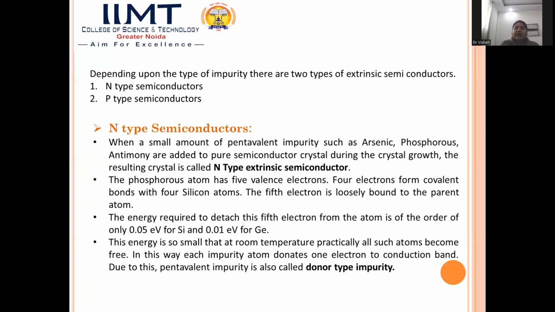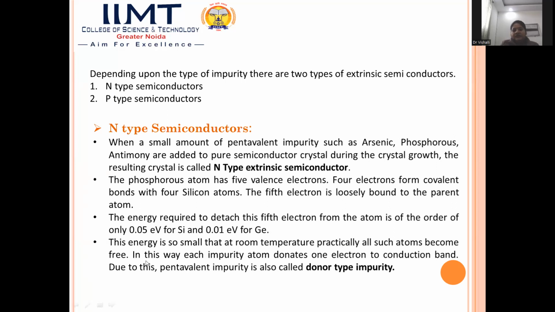It is not in the bonded position. It is not in the bonding, but it is still attached to the parent atom. So the 5th electron is loosely bound to the parent atom. And the energy required to detach, to remove this 5th electron from its parent atom, is of the order of 0.05 electron volt for silicon and 0.01 electron volt for germanium. So we can see that the values of energy are very small, and this can be easily achieved at room temperature. So at room temperature, practically all such atoms will become free.